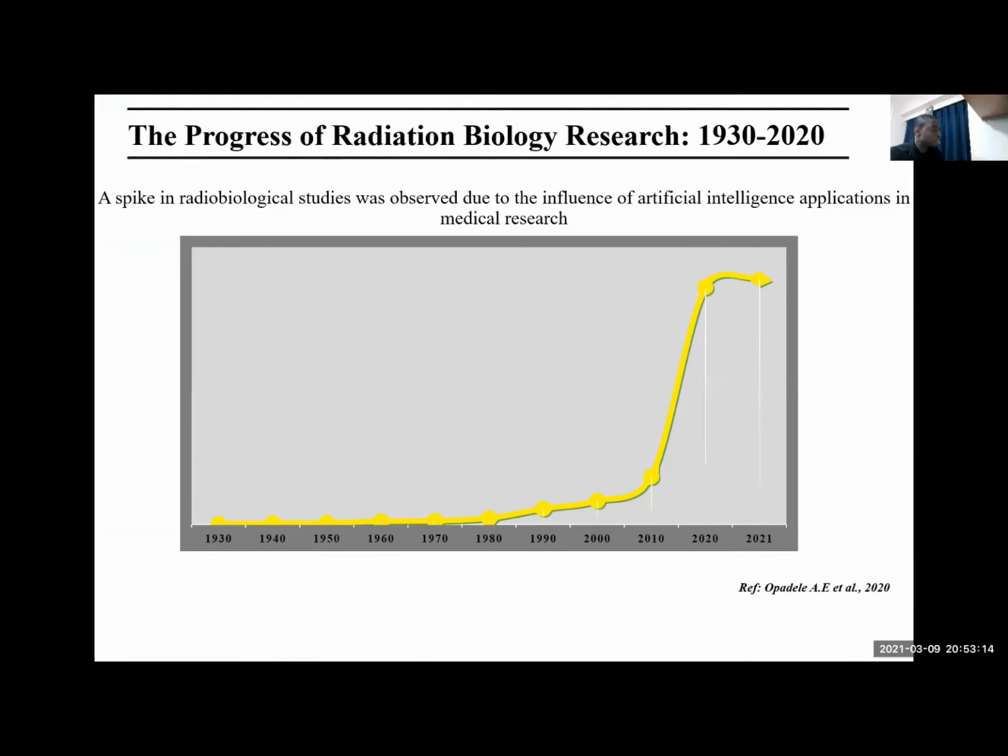So in this paper, we looked at the progress of radiation biology research for over a century, from 1930 to 2020. And we reported that the field of radiation biology has seen an impressive progress in terms of research output. However, in the year 2000, we began to see a steady rise in research progress, and a spike was noticed in 2010. And we believe that this spike was due to the influence of artificial intelligence applications in medicine. So here I came, guys, and there was a boom, and I can tell you that there is still a lot of work to be done in this regard.